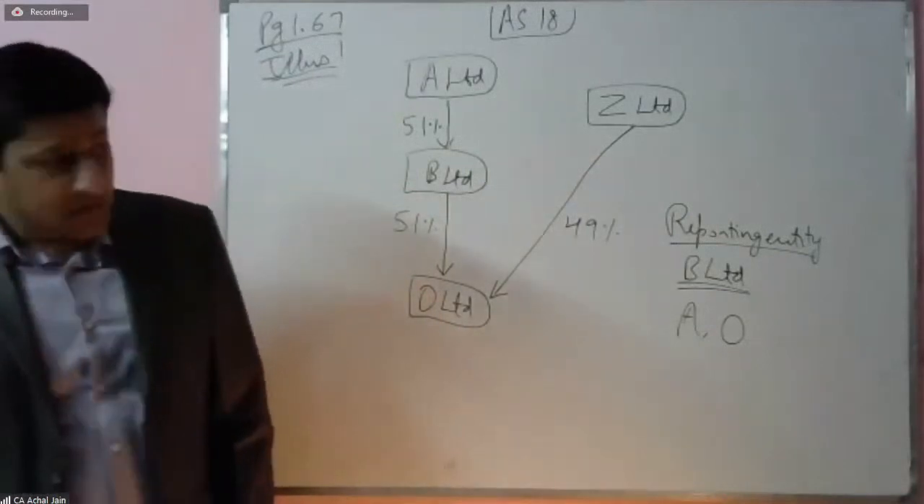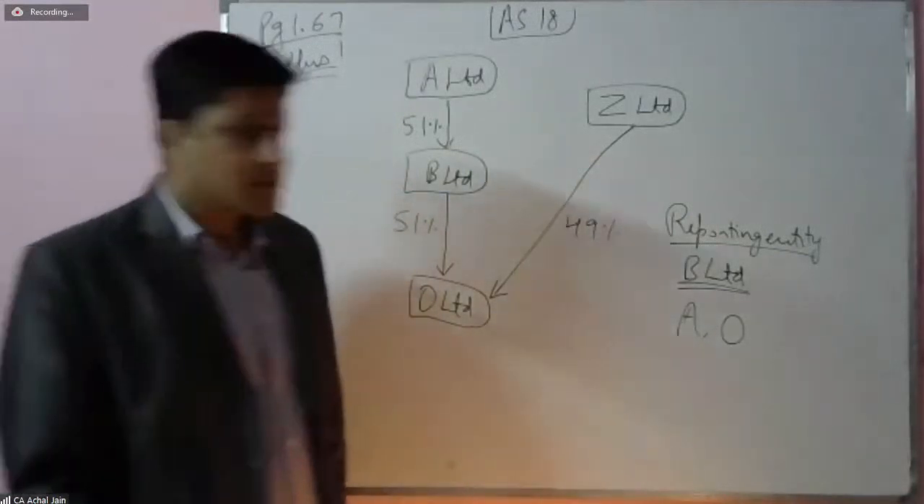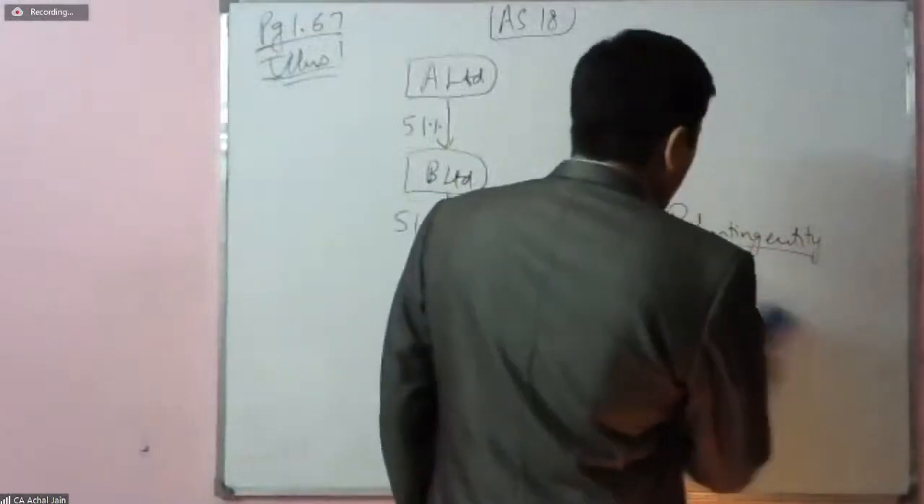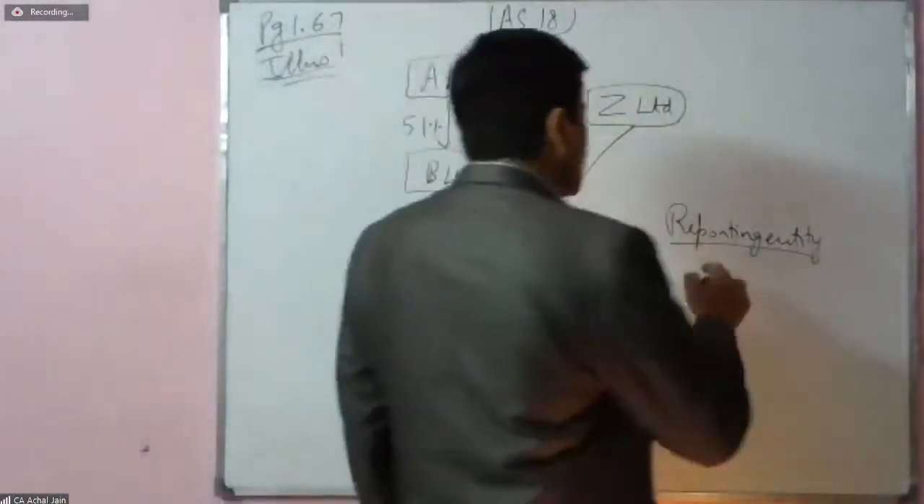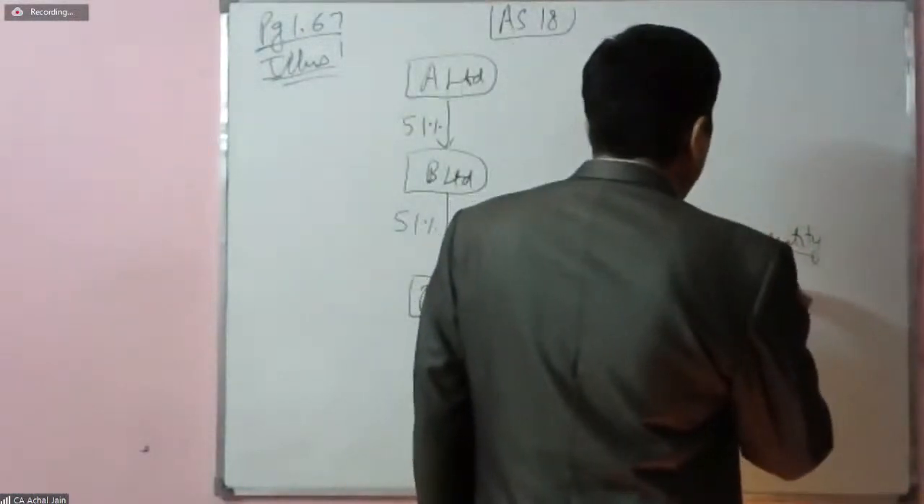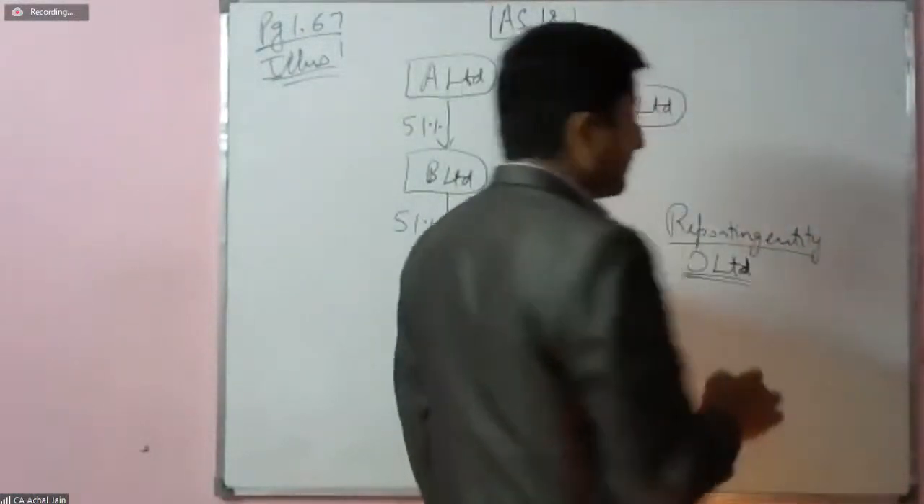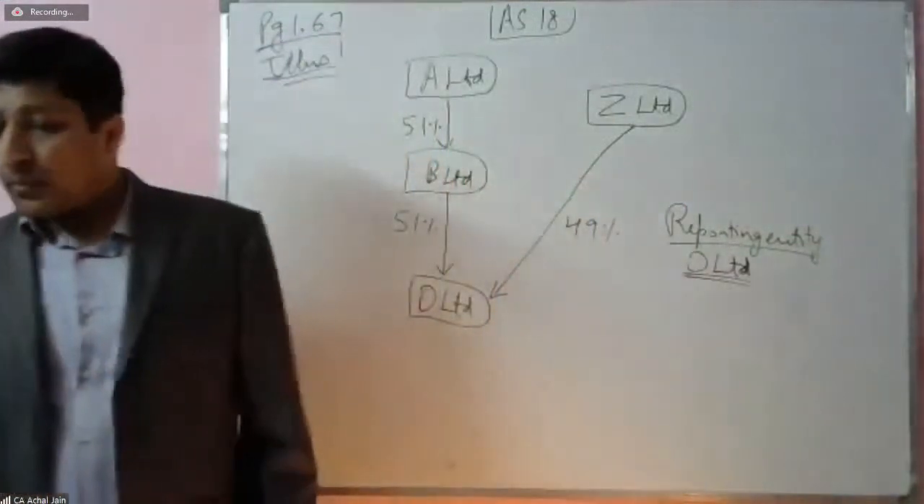Now, next one. You need to answer this without looking at the solution, please. Let's suppose the reporting entity is O Limited. O Limited is the reporting entity.